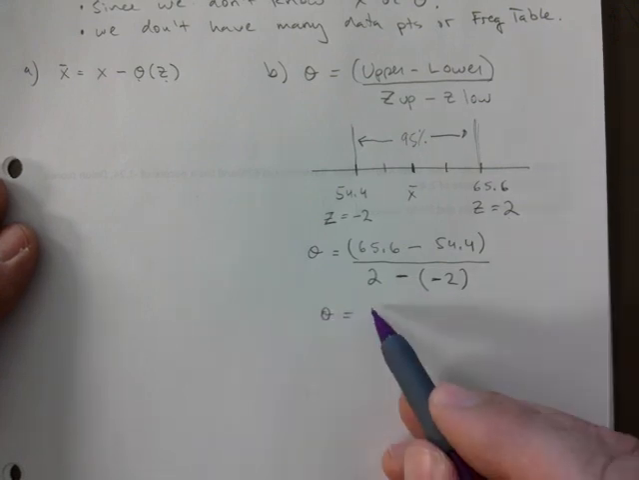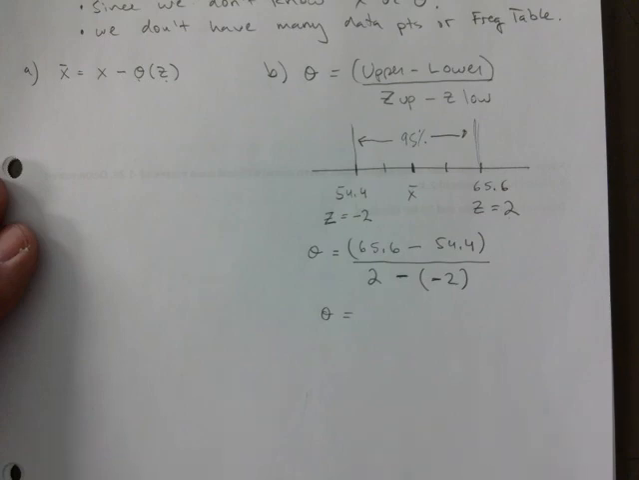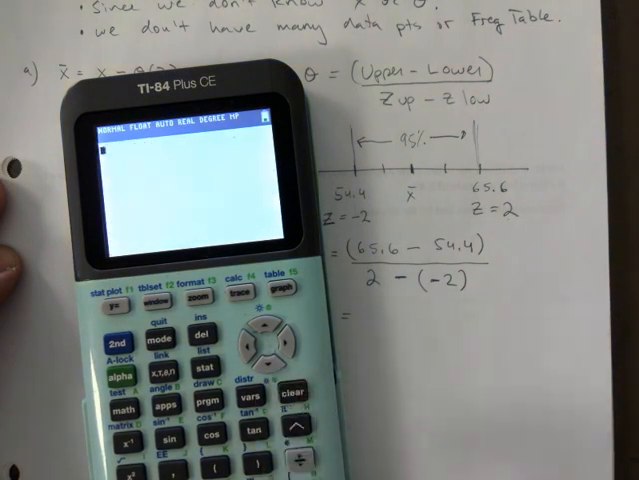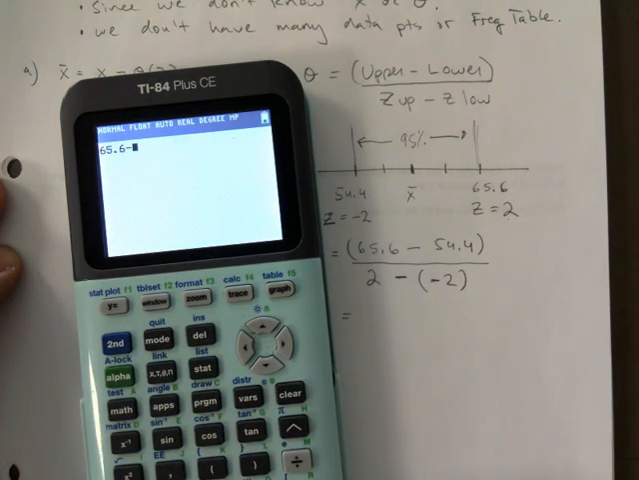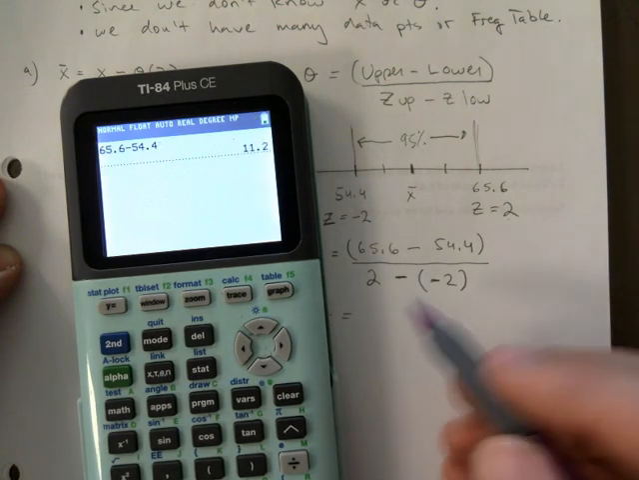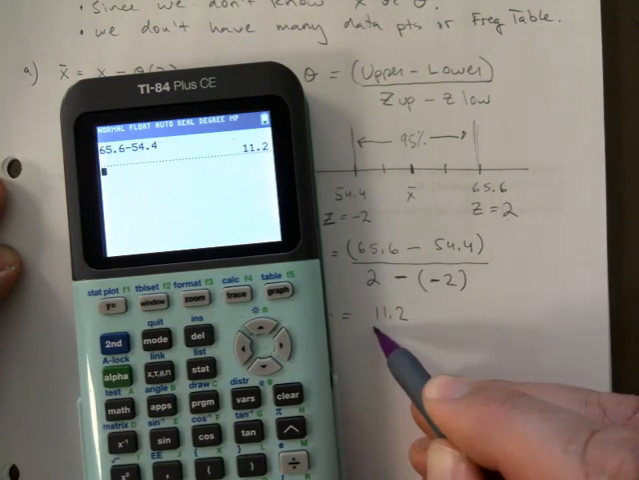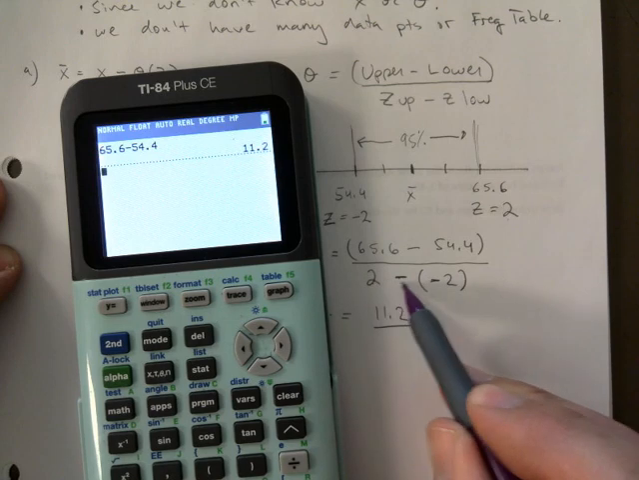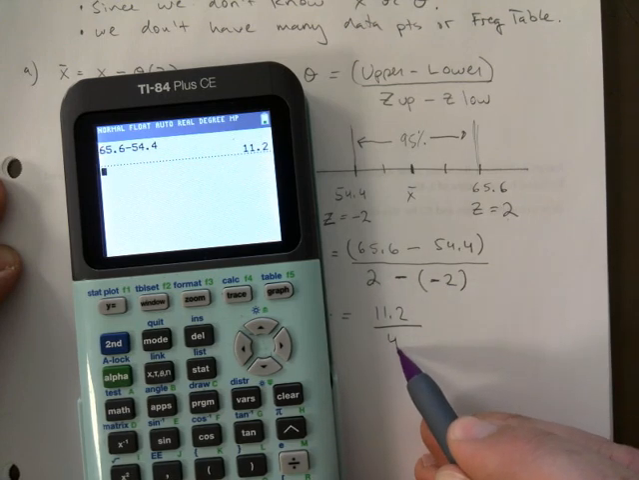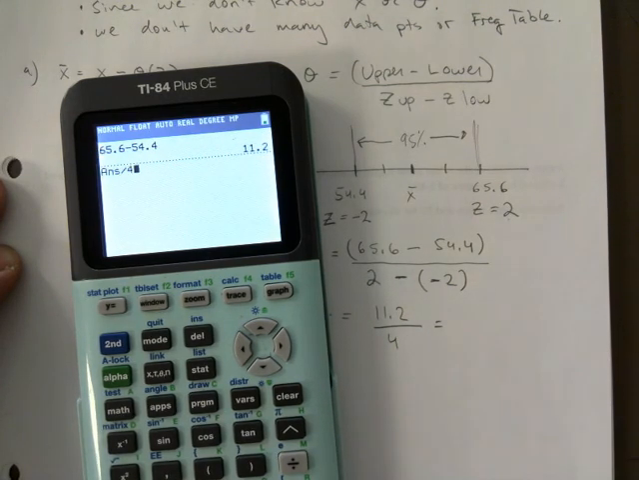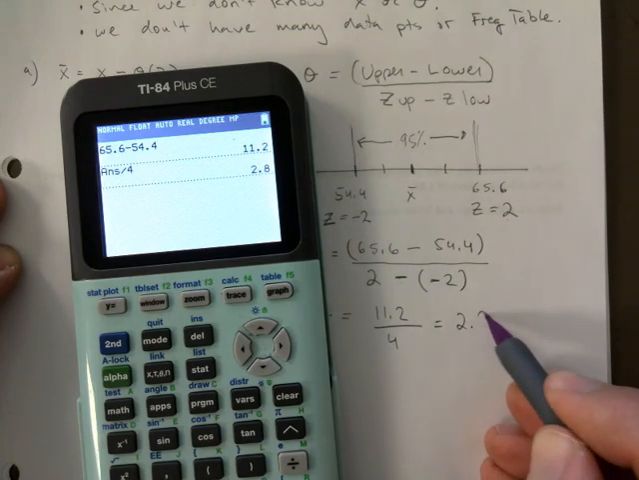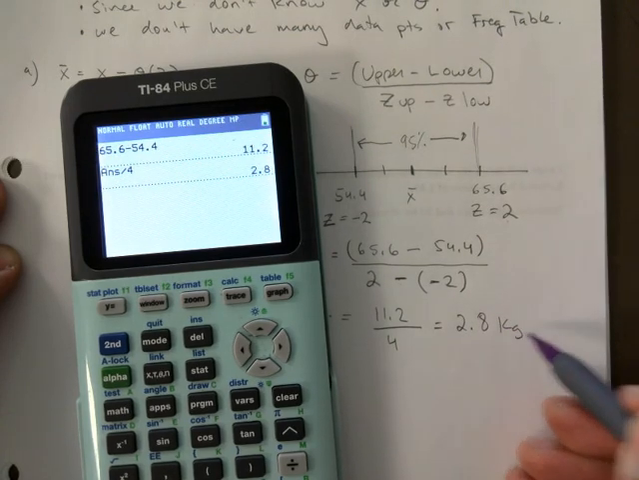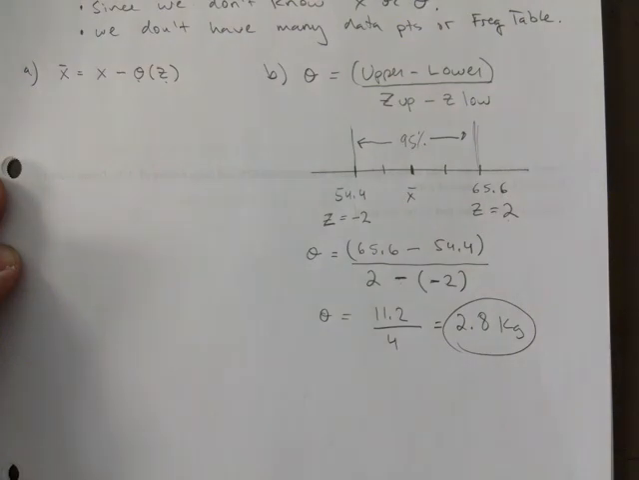Standard deviation, let's do the top here, 65.6 minus 54.4. That's 11.2 divided by, this is actually 2 plus 2, which is 4. So all we do is divide that by 4 and we get 2.8 kilograms is the standard deviation for this set.